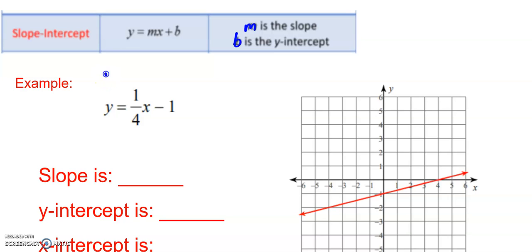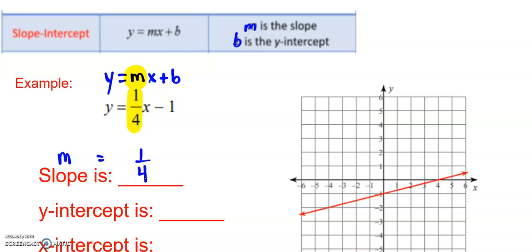So the first thing we're going to do is look at this equation, y equals mx plus b, and we're going to look at an actual linear equation. So the letter M is always multiplied by x. So if you look at this number, 1/4, that is in the exact same location as the letter M. So what is the slope? The slope is 1/4 for this equation, okay?